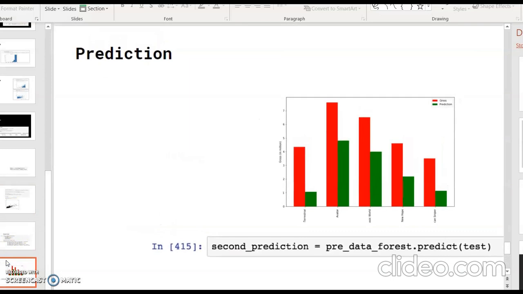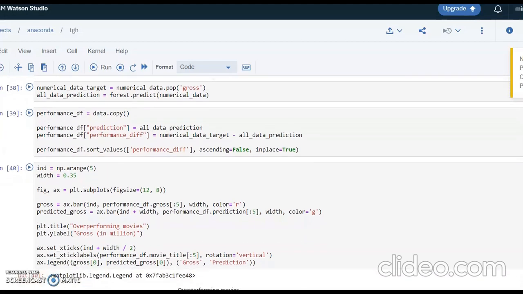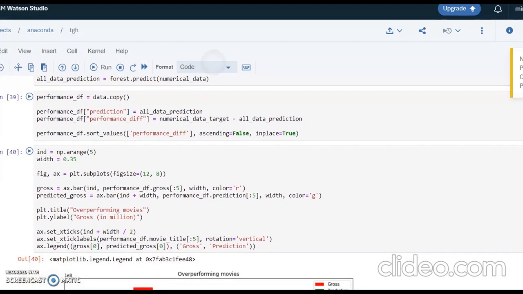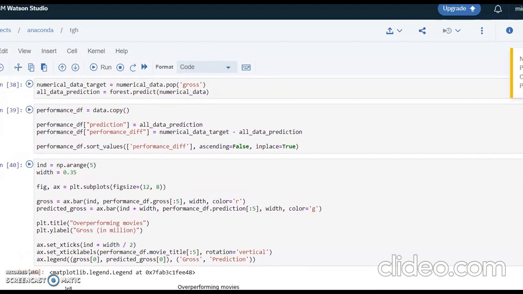So basically this is our prediction step. The way we would predict this is we would go and make a plot, a bar graph, and a bar graph is one of the most beautiful ways of visualizing data in data science.